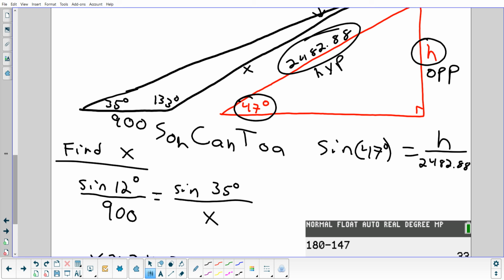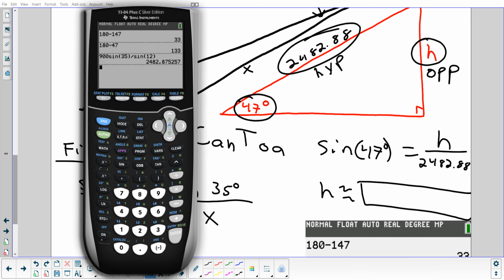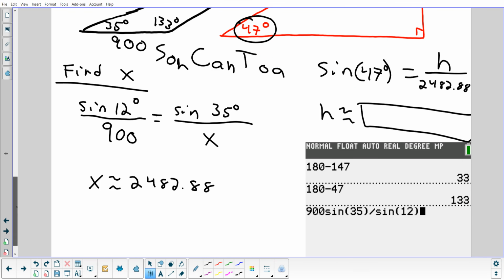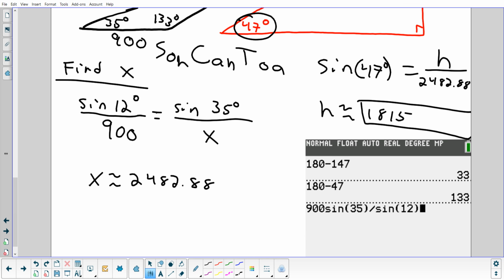And Ethan, how would I finish up to get H by itself? You would multiply each side by 2,482.88. Yep. Multiply each side by 2,482.88. All right, and that's 1,815.86. And that's the height of the mountain.